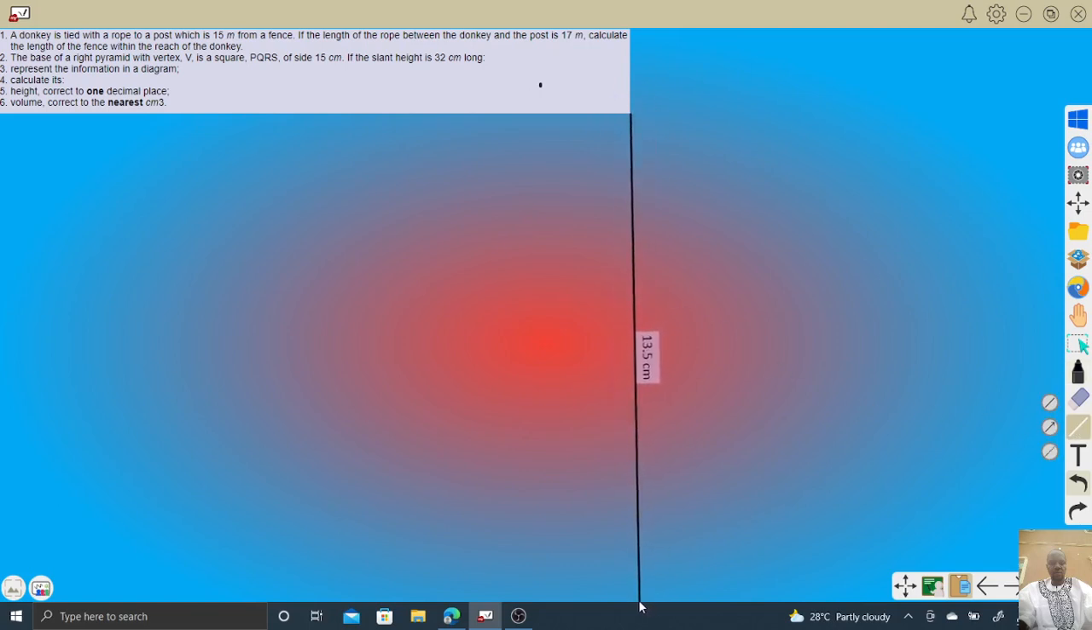So now we have space, 15 meters from the fence. If the length of the rope between the donkey and the post is 17 meters, calculate the length of the fence within the reach of the donkey. Wow. I think this question is on your understanding of what we call elevation and depression; it is just about how much you have practiced. Let's just do some stuff.